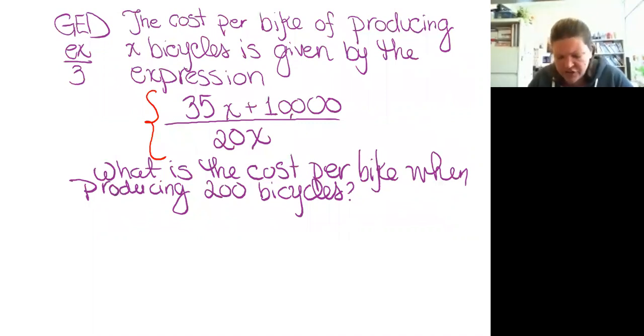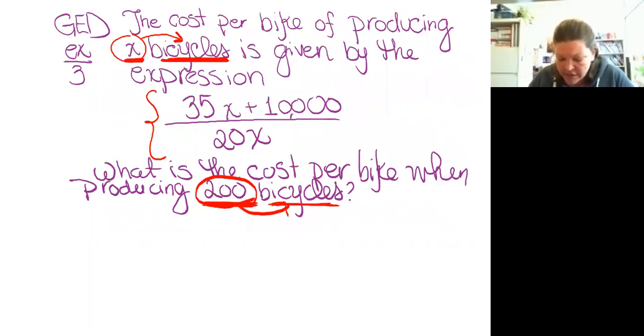Take a look at this final question here. What is the cost per bike when producing 200 bicycles? And if you look up here, I said this is the cost per bike of producing X bicycles. So what I'm saying to you is that letter X represents the number of bicycles. And there it is, there's our number of bicycles. And so what they've just told me is that every time I see X, I can replace it with 200. Does that make sense, ladies? So that'll be my first step, my substitution step.